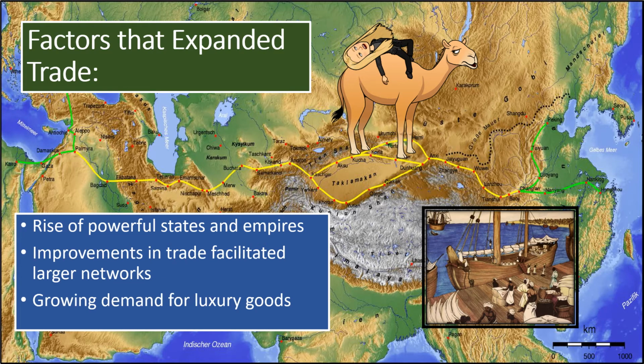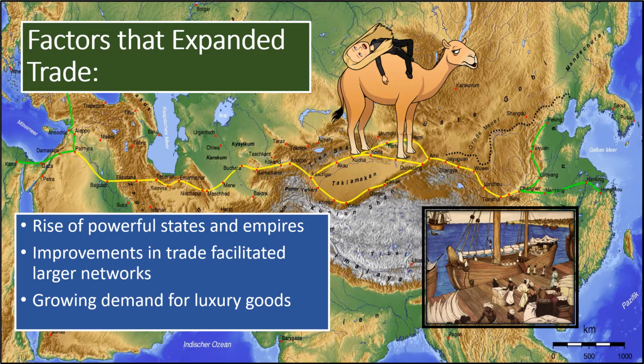Between 1200 and 1450, the rise of powerful states and empires played a critical role in increasing the volume and geographical reach of existing trade networks. The Mongol Empire promoted trade along the Silk Roads, creating a vast commercial network across Eurasia. Trade networks across the Sahara and in the Indian Ocean added both West Africa and East Africa to this network.